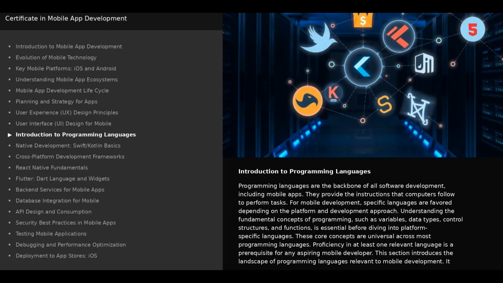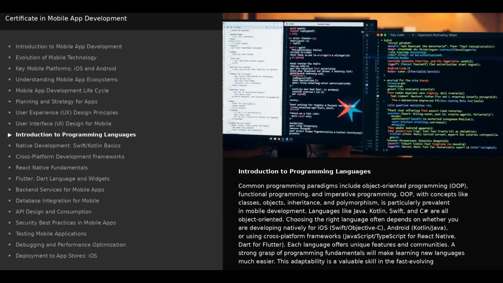This section introduces the landscape of programming languages relevant to mobile development. It highlights their roles and applications. Common programming paradigms include object-oriented programming, OOP, functional programming, and imperative programming. OOP, with concepts like classes, objects, inheritance, and polymorphism, is particularly prevalent in mobile development. Languages like Java, Kotlin, Swift, and C# are all object-oriented.